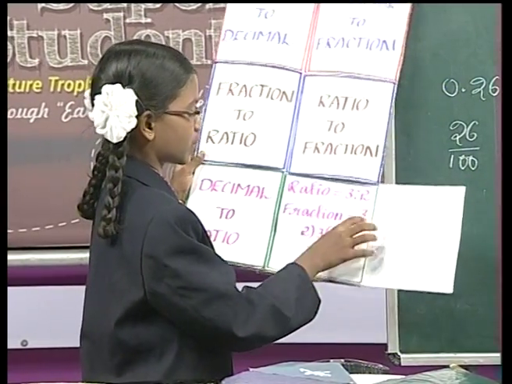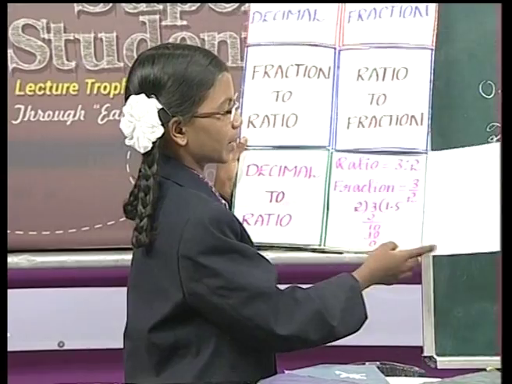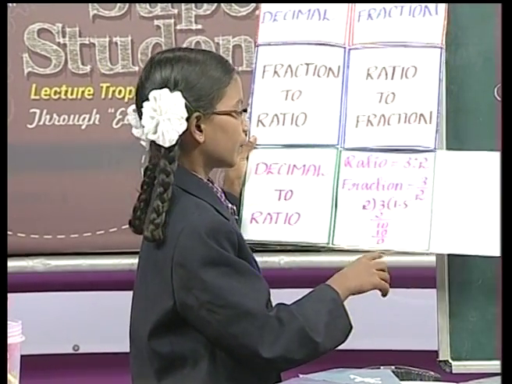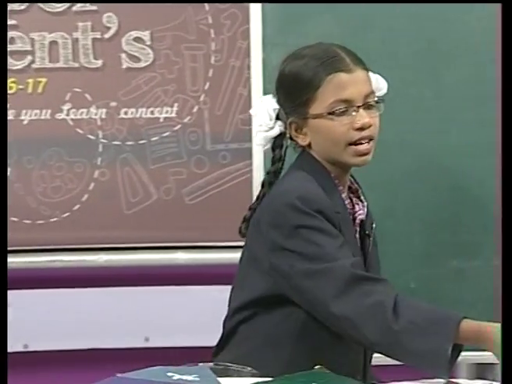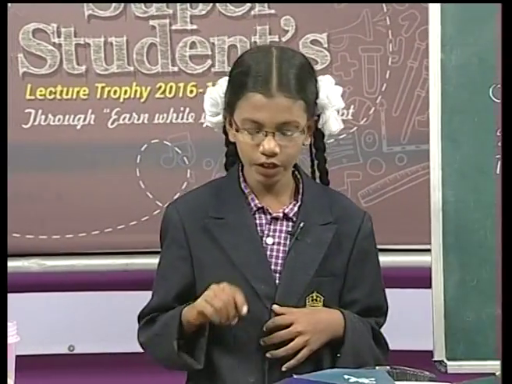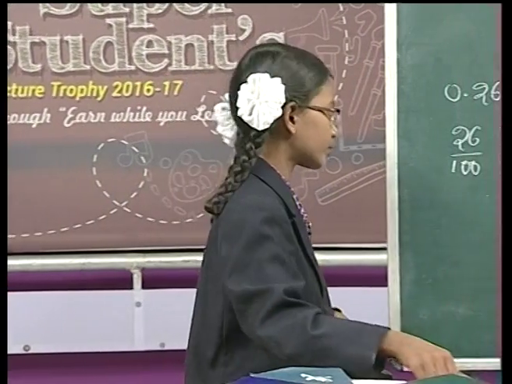Ratio is equal to 3:2. Fraction is equal to 3 by 2. Here the decimal is equal to 1.5. Friends, now we can't directly convert a ratio into a decimal.